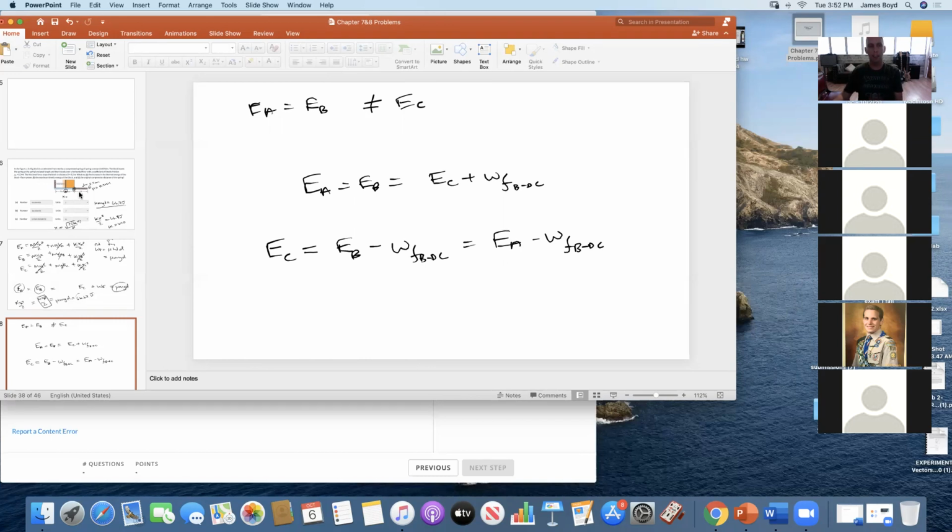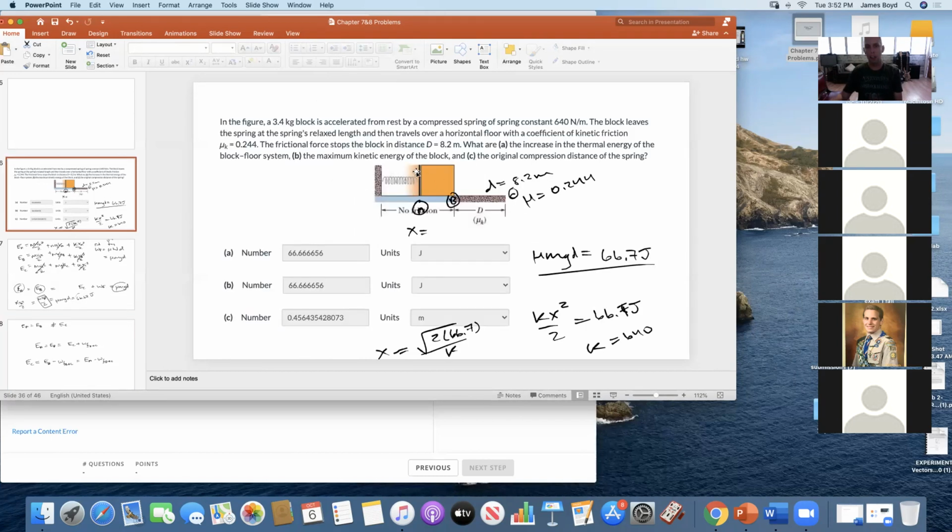So initially, it had EA, the amount of energy that was stored in the spring. At B, it still had that energy, but now that energy is kinetic energy. And at C, it has no energy because all that energy was lost to friction. I hope that makes sense to you guys. Friction's a little tough to deal with. It's a little bit of a pain.